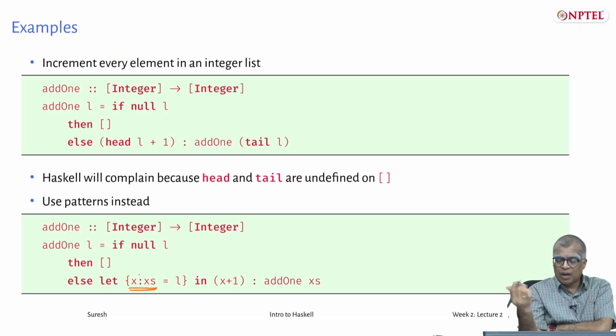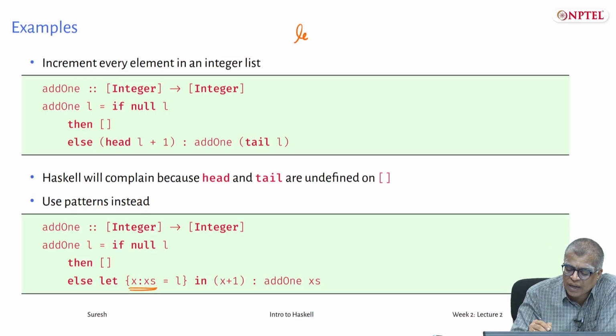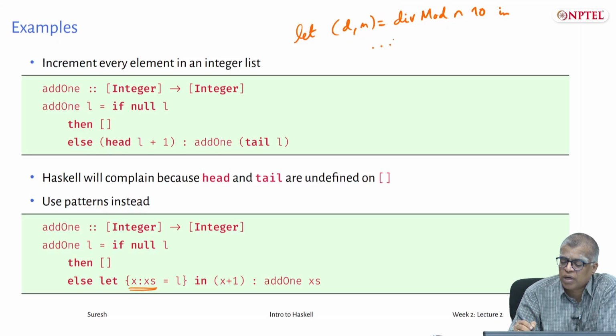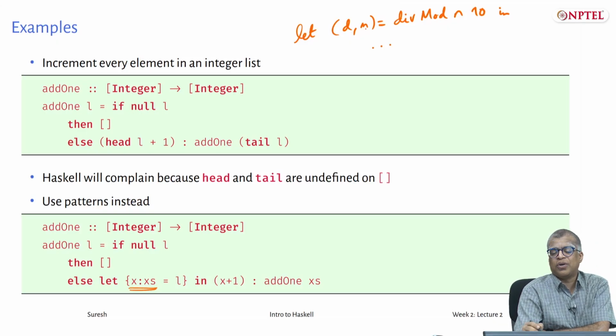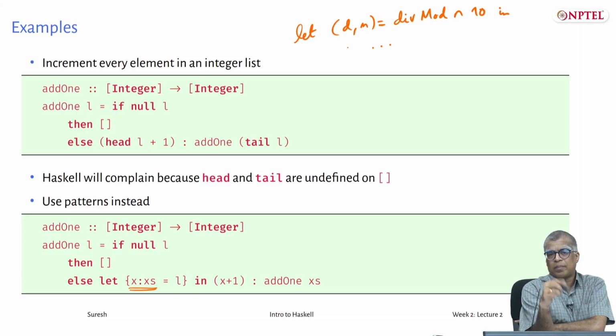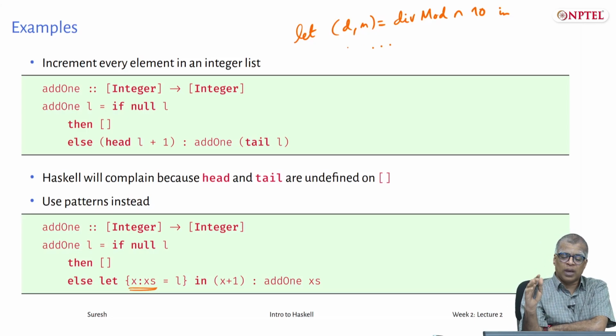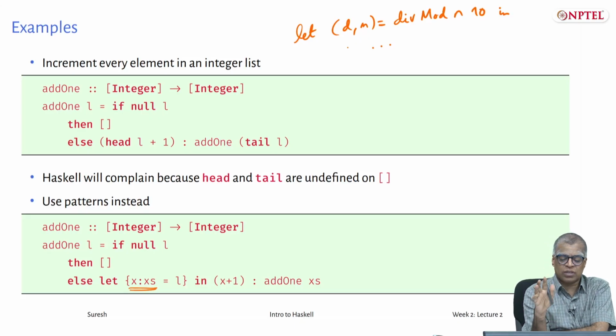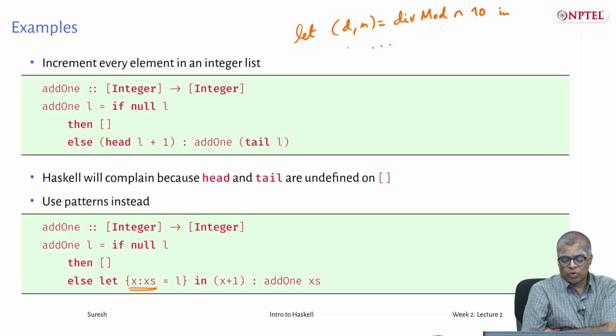Recall we also said that let (d, m) equals div mod n 10 in something something something, in an earlier program. So you can use let with a pattern on the left hand side. Here we use the pair pattern, a pair consisting of two elements, first element which I am calling d and second element which I am calling m. Here it's a list consisting of a head which I am calling x and a tail which I am calling x's. So you can actually do this let.